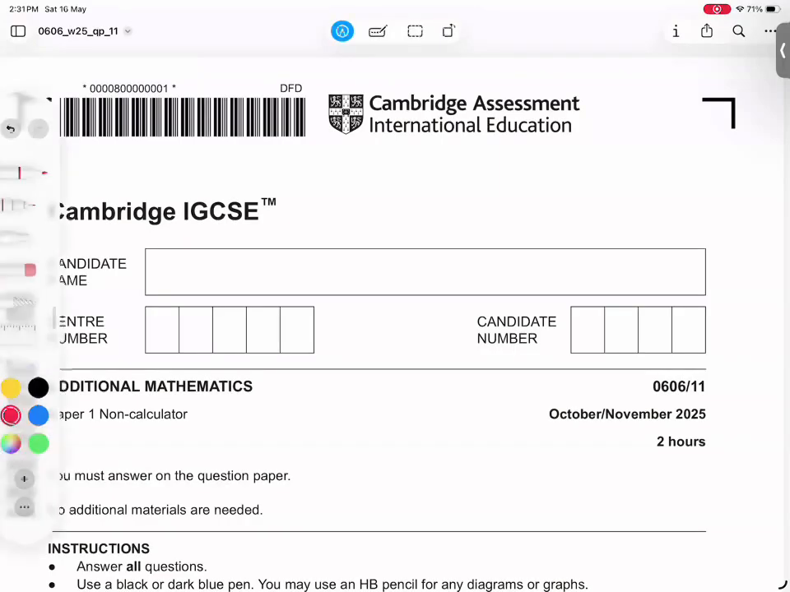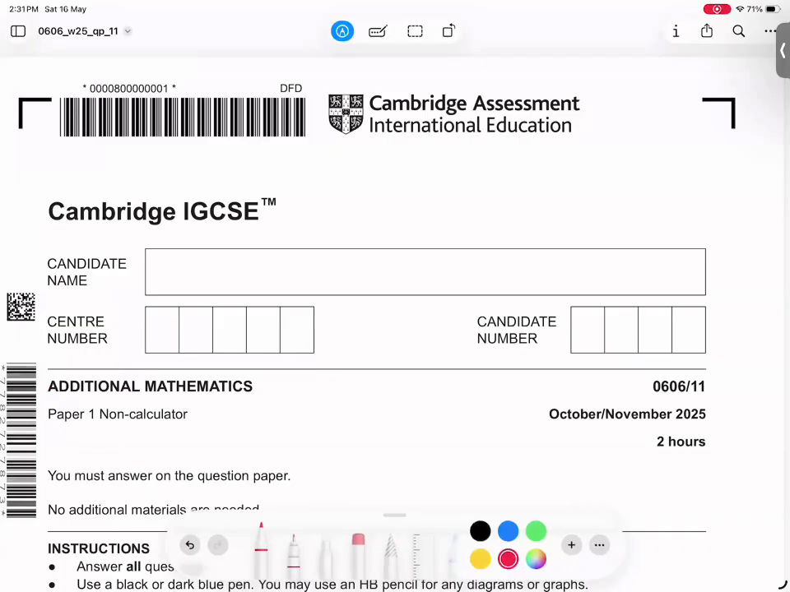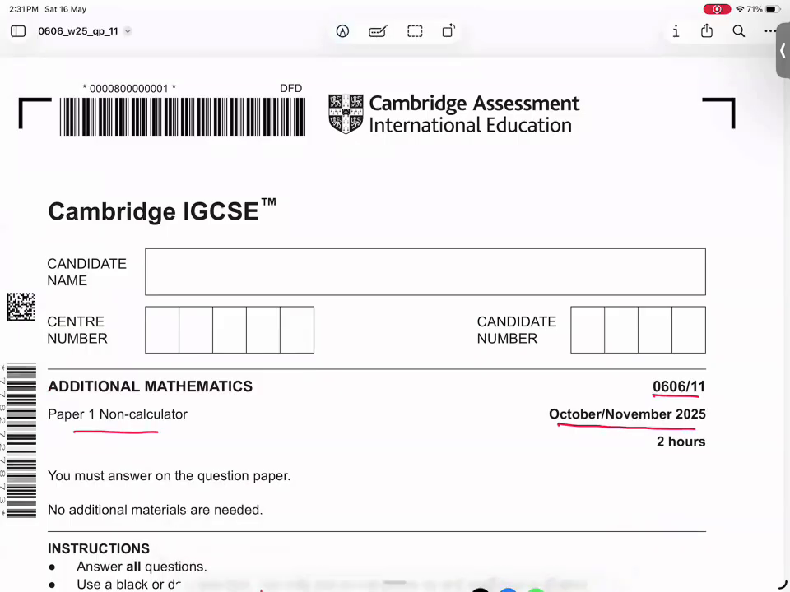Bismillahirrahmanirrahim. This is October-November 2025, paper one variant one, without calculator.